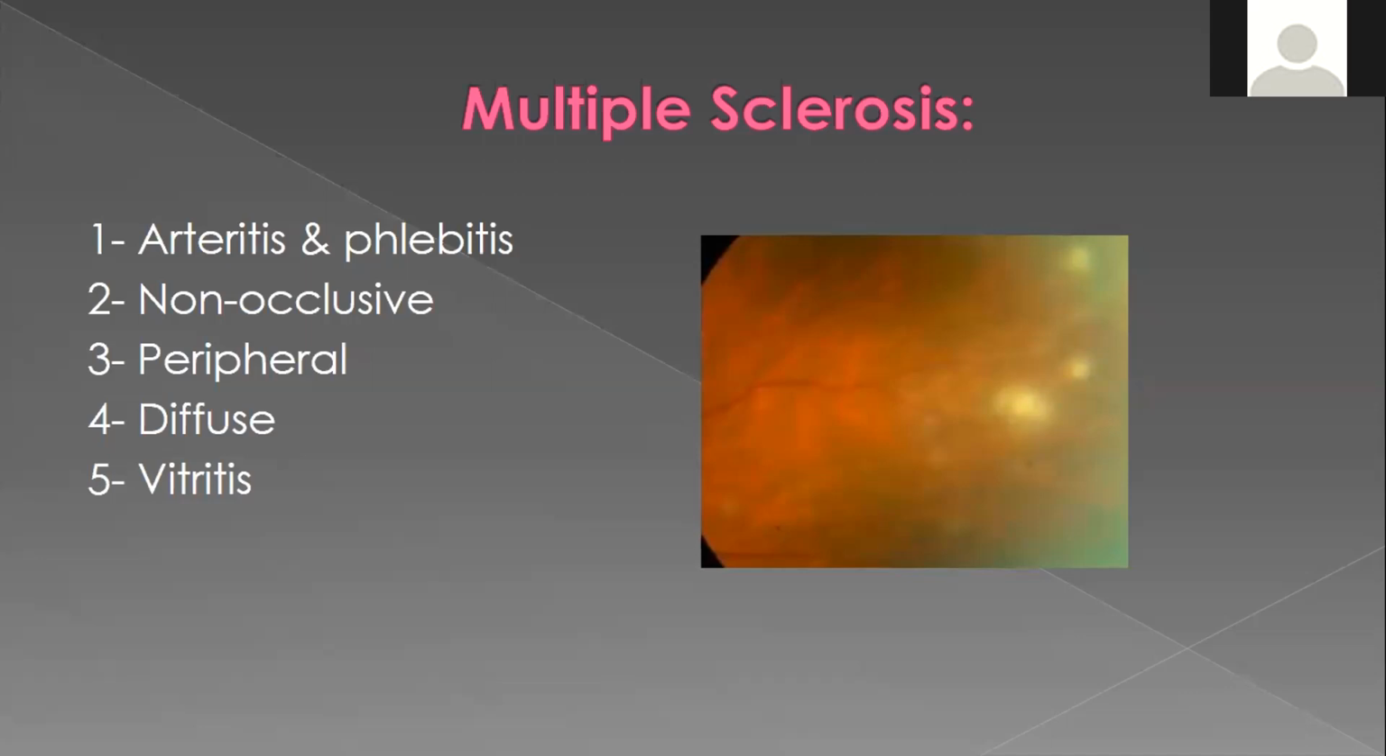Now, what about these yellow spots we see in the photo? These are not cotton spots or any markers of occlusion, but rather they are the snowballs of intermediate uveitis associated with multiple sclerosis.